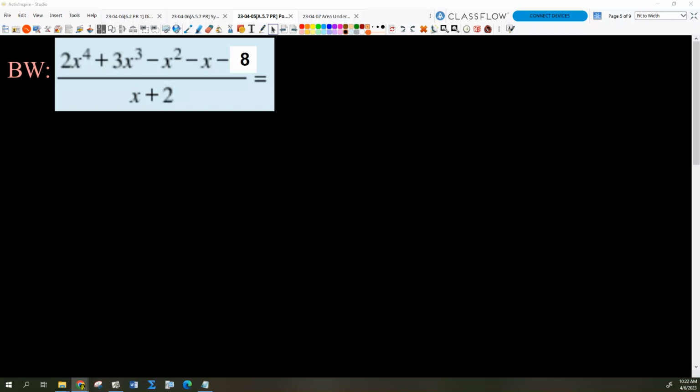Okay, so let's zip through this as a long division problem real quick. All right, I gotta make my long division bracket, right? What goes inside? Okay, numerator goes inside. Am I missing any terms? Nope, I'm not. So I know I have the right number of terms.